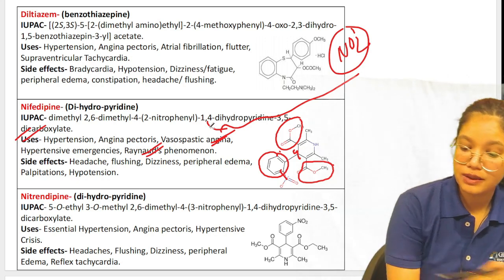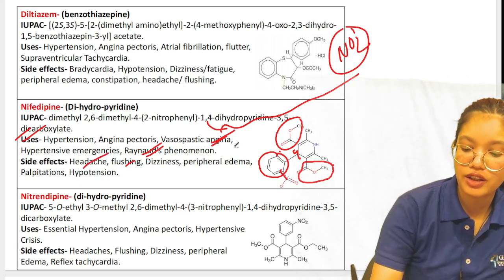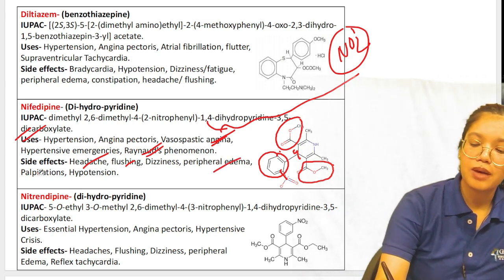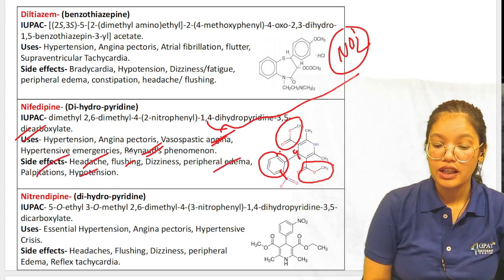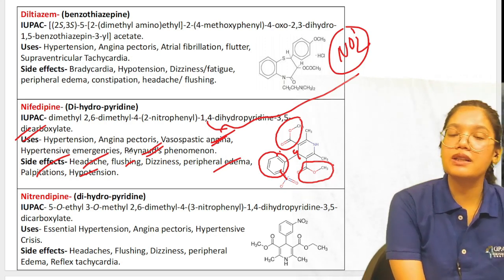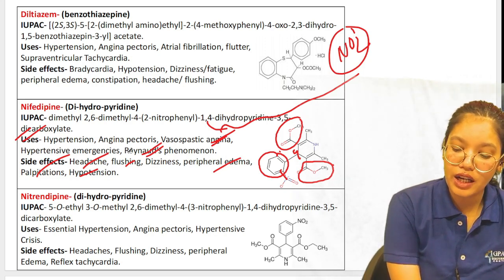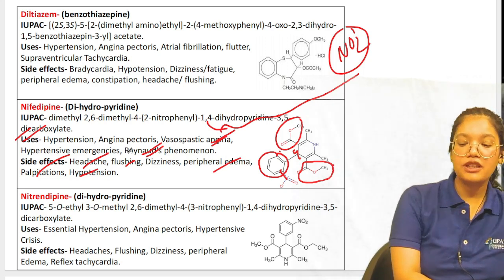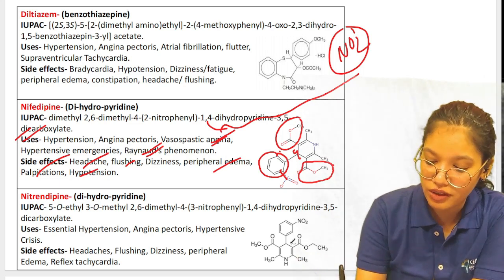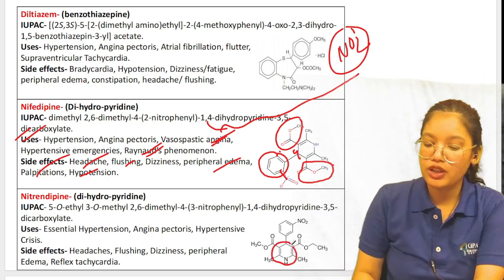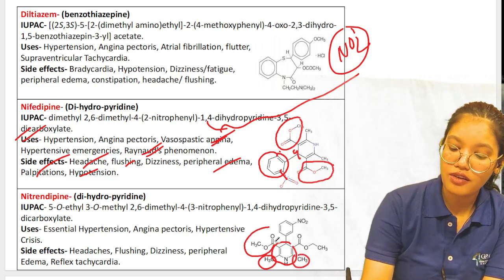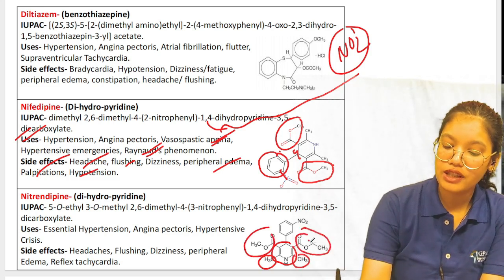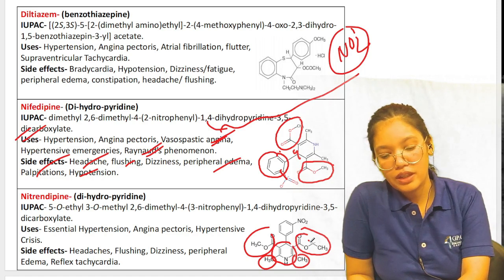Then side effects: headache, flushing, dizziness, peripheral edema, palpitations, hypotension, all that is the side effect. Then we have nitrendipine. This is another type of dihydropyridine drug, or the dipine drug. Again, in the structure we have the dihydropyridine nucleus. CH3 we have here. Now here we have different, non-identical ester groups.